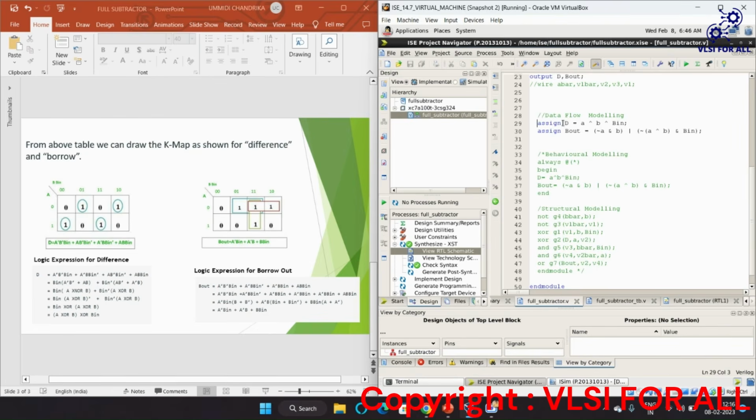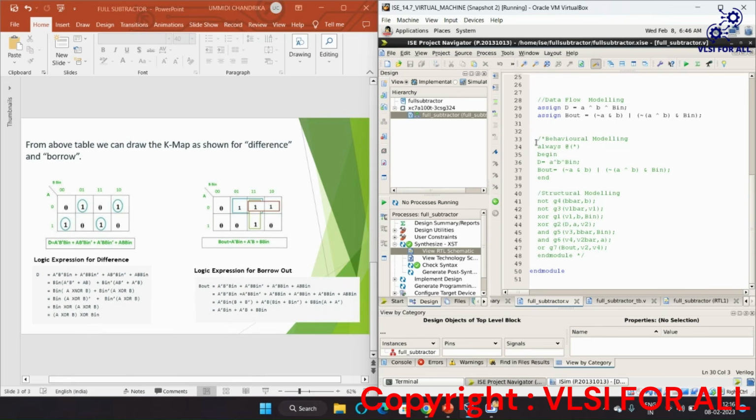So I have assigned D with AX or BX or B, which is obtained in the logical expression for the difference. Here also B out is equal to the same expression I have used in data flow modeling. And in C, behavioral modeling, we have used a procedural block, meaning the always block. The always block is a procedural block. So I have used the star operator. Why star? Because it indicates that on the change of any of the input combinations, it will be activated.